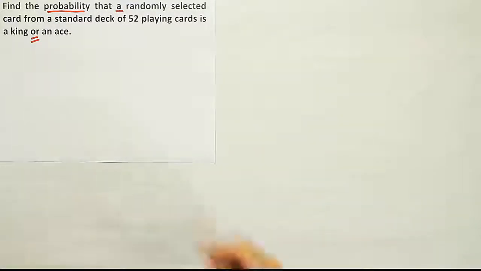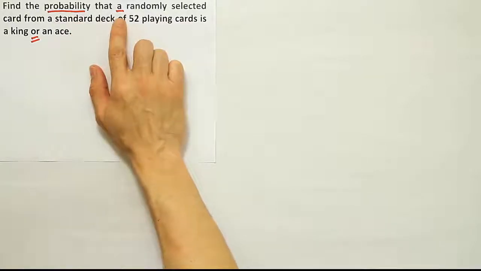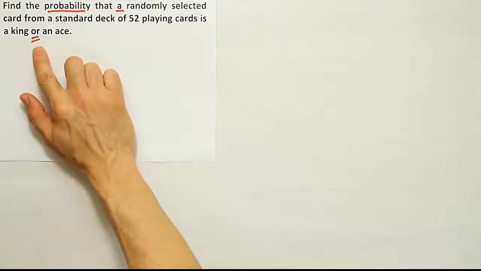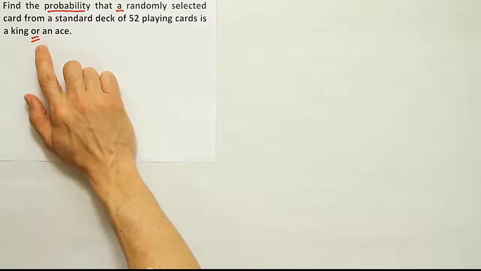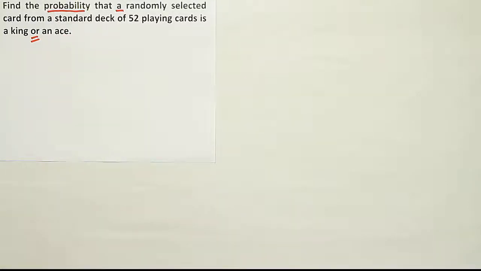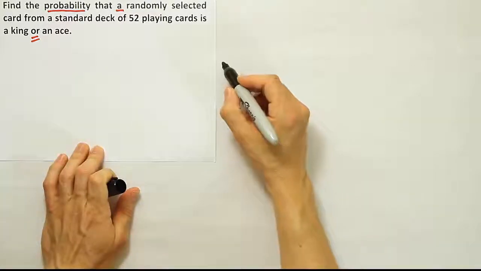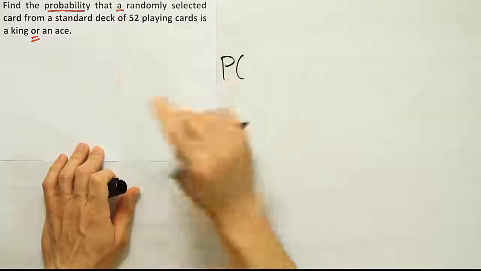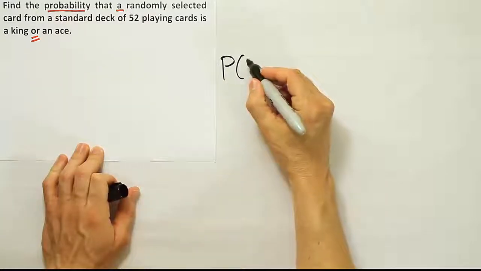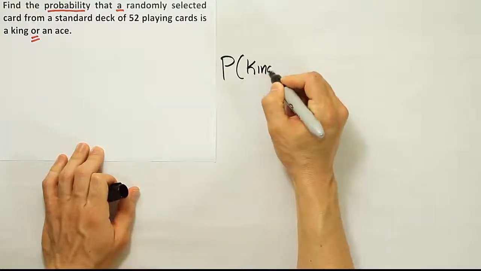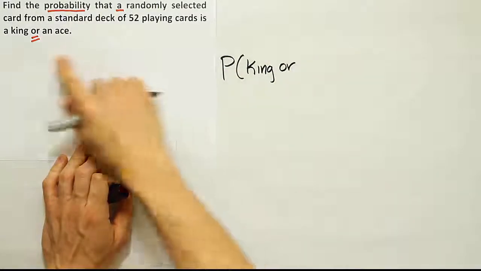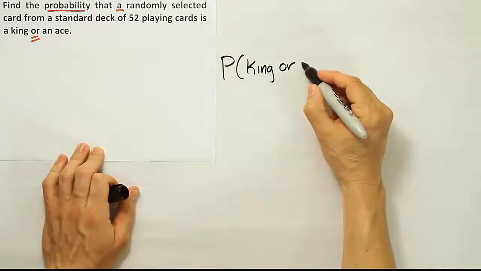All right, so the fact that they're asking me to find probability, the fact that they're only selecting one card, and the fact that we have the word "or" present in the problem indicates that this is an addition rule for probability problem. When I go to work out the problem, then I should fill in the formula that says the probability that we have a king, the first thing, right? Or the probability that we have an ace.